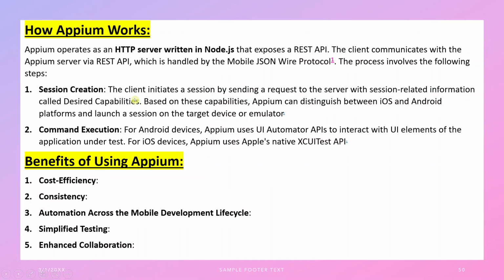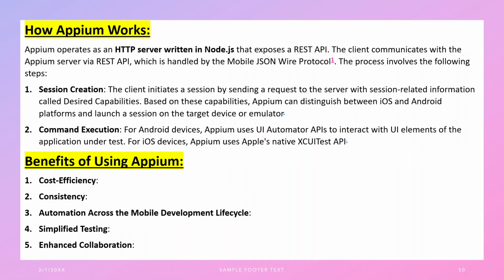Means, as I told, whenever you start a script from the client, in my case I am using Eclipse with a Java client, and I have provided all the capabilities here. From the capabilities, using the WebDriver mobile protocol, it will go to the Appium server. So based upon these capabilities, Appium can identify which drivers it has to launch, iOS or Android platform, and launch a session on a target device. Means it creates a session between the client and the mobile device.